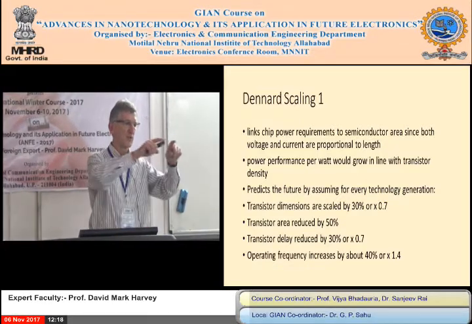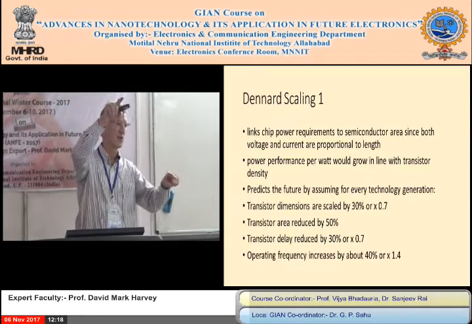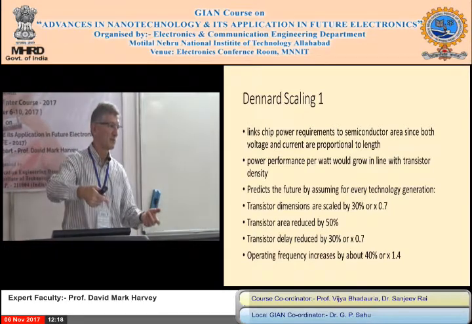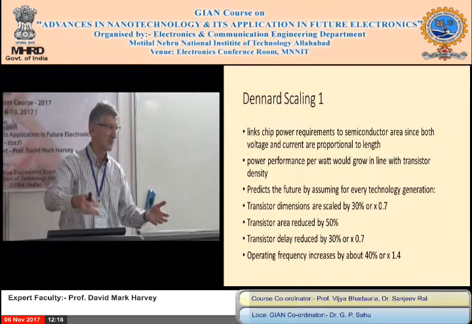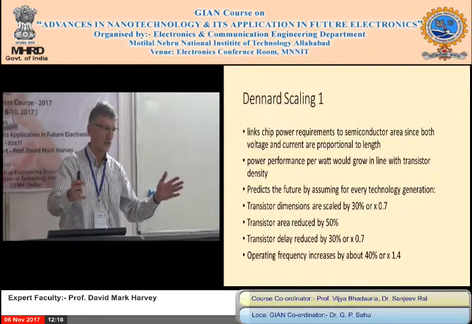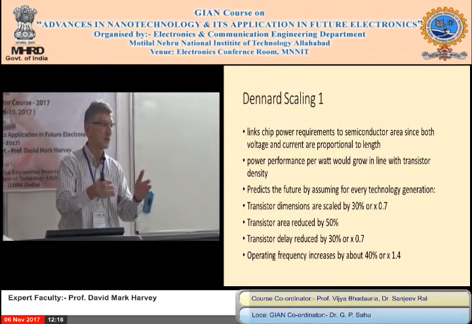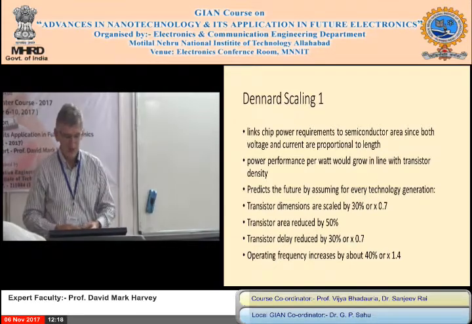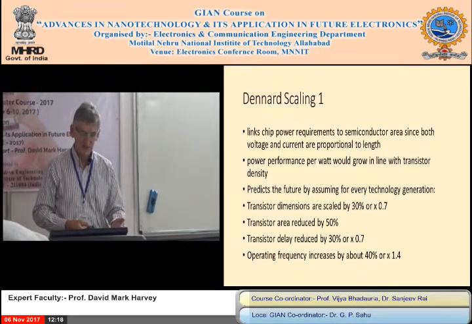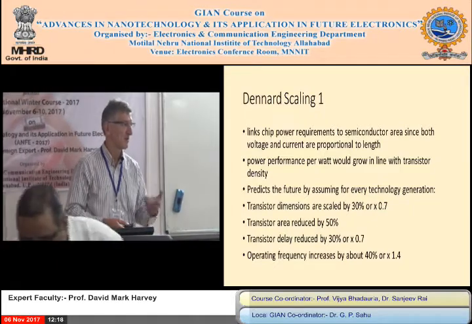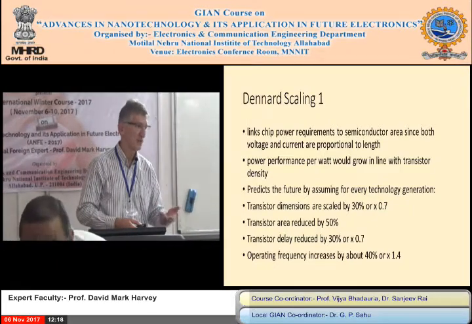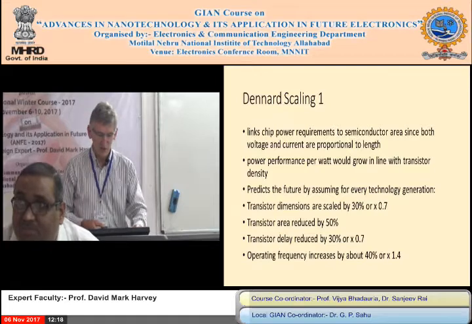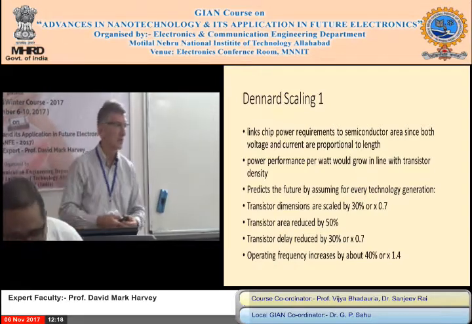That means 0.7 in X. Because it's X and Y, 0.7 squared is about 0.49, so about a 50% reduction. So change it in X, you change the area. The square law is very good for engineers. We get double the, well, more than double. So the area goes down, and the delay goes down by 30%. That means the switch is faster, which is what everybody wants, fast switching. Operating frequency increases by about 40%.